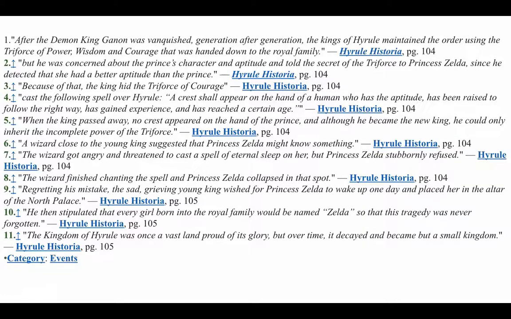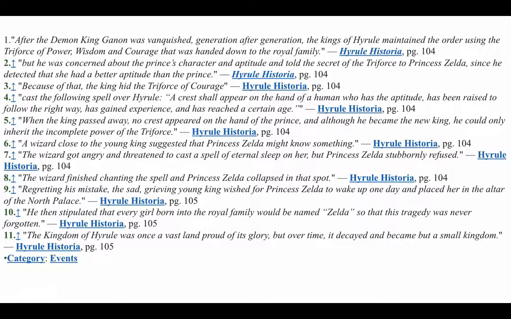Which explains why Zelda in Breath of the Wild is named Zelda, because of the tradition started from Legend of Zelda 2.